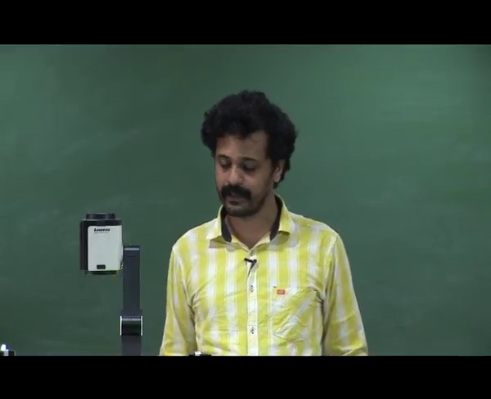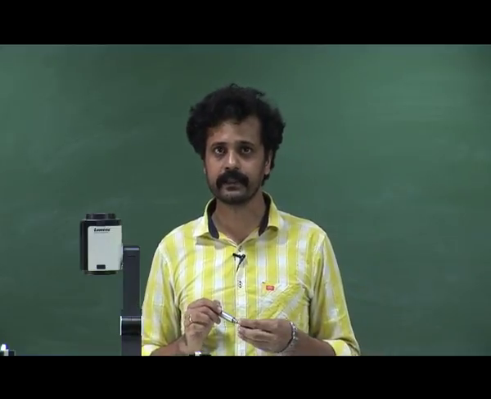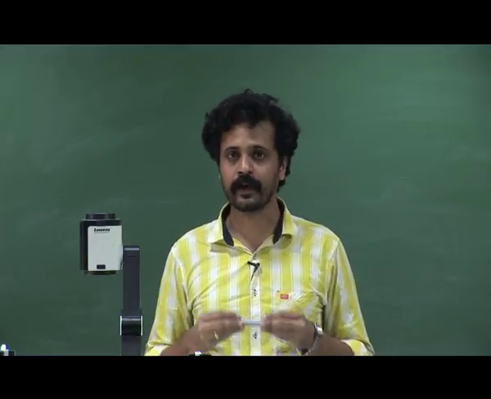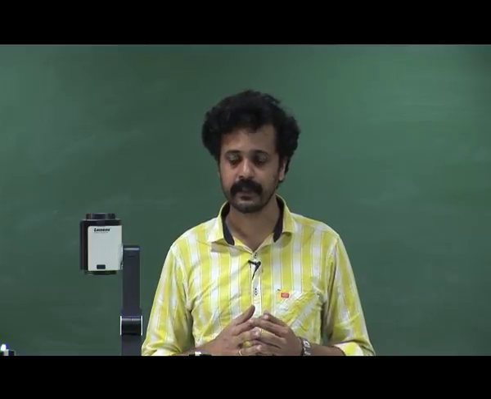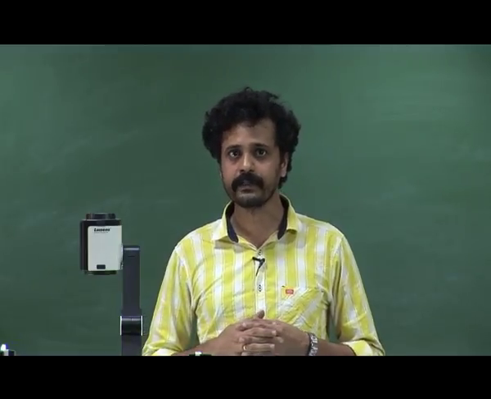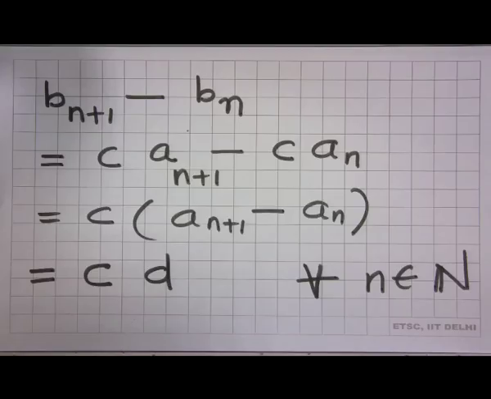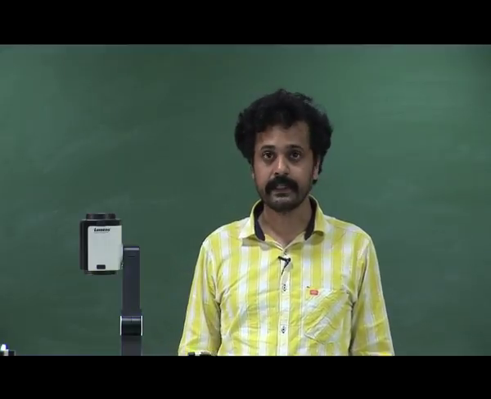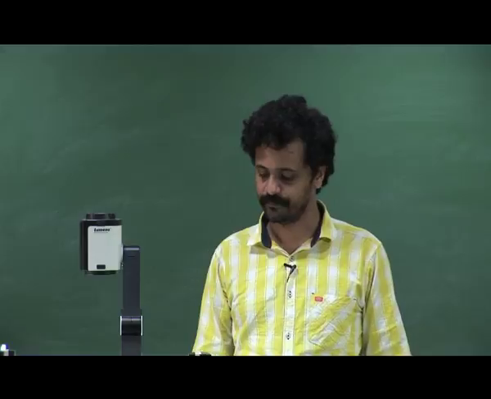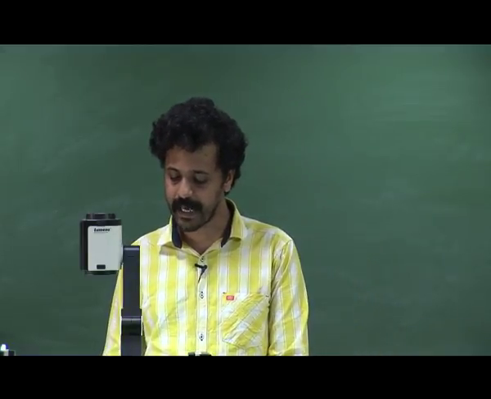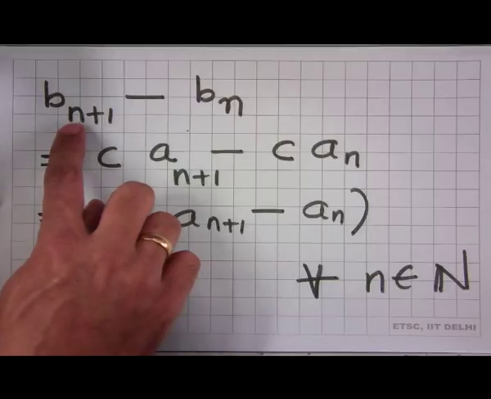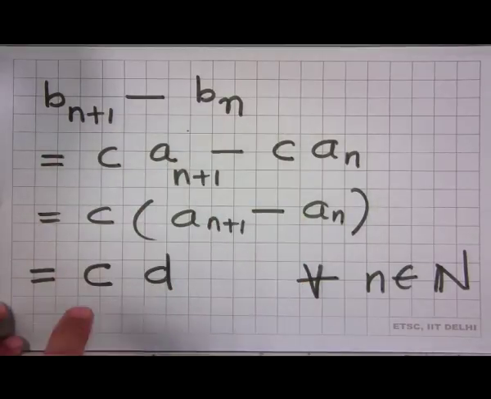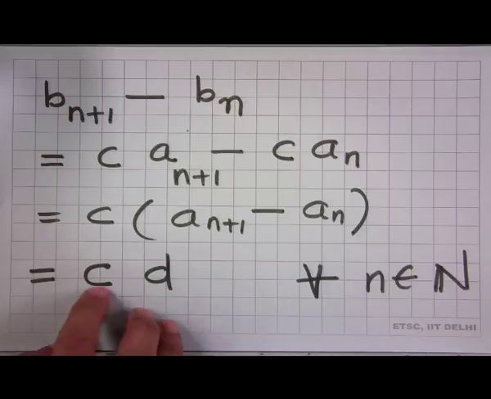But unlike in the other case, where we constructed a sequence from the given arithmetic progression by adding a constant to it, here the common difference of the constructed sequence is different from the common difference of the given arithmetic progression. See that the difference a_{n+1} minus a_n is d, whereas the difference b_{n+1} minus b_n is not the same d, but it may be different from d depending upon what c is.